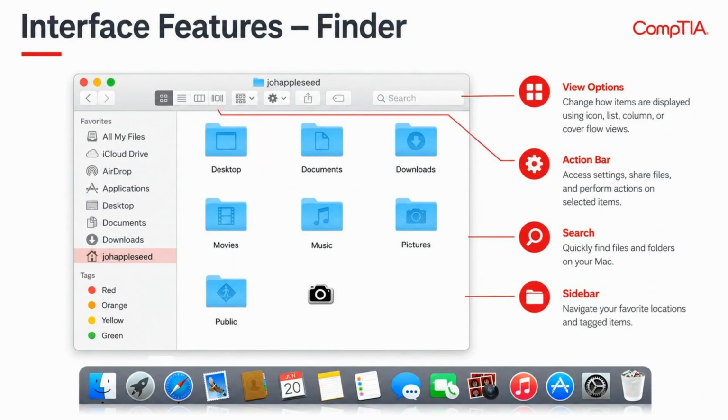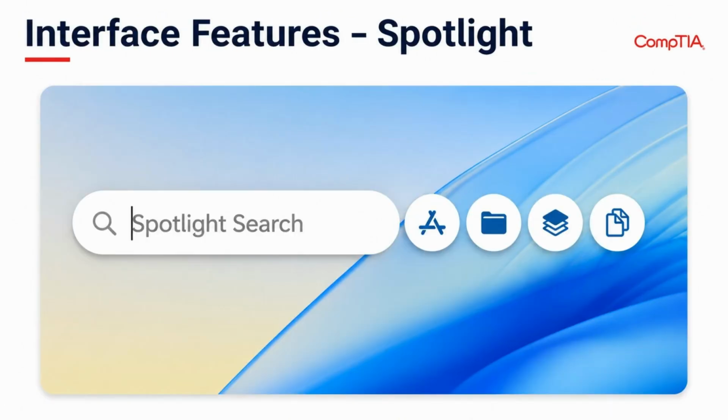Here's Finder, macOS's file management tool. Notice the sidebar giving quick access to common locations, comparable to File Explorer's navigation pane. Here's Spotlight Search open and returning results. Notice how quickly it surfaces files, apps, and even calculations from a single search box.